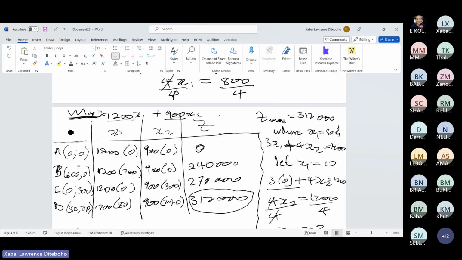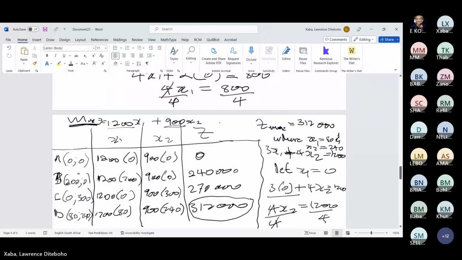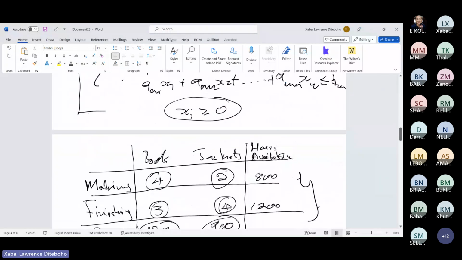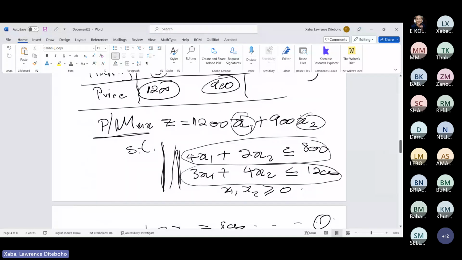So we are done. Going back to our problem, it means for us to make that profit, which is 312,000, we have to produce 80 pairs of goods and 240 jackets for us to have that profit. Questions?